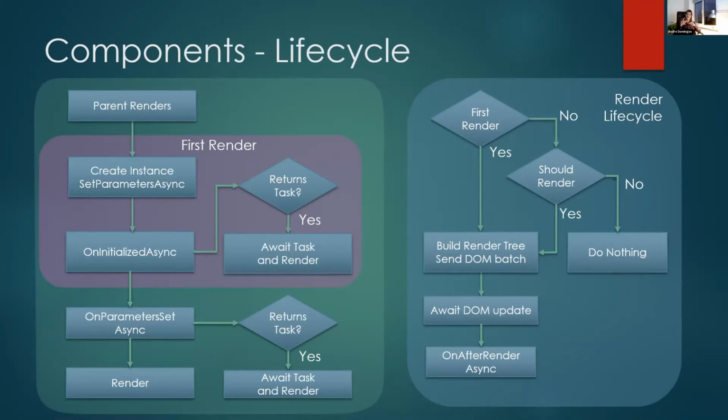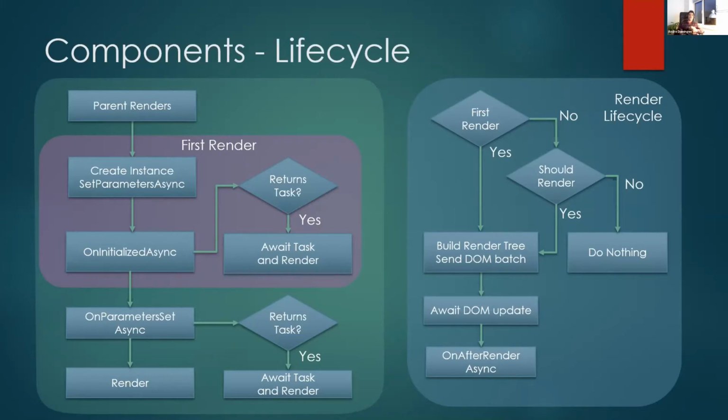So back to the life cycle, it builds the render tree, sends the batch that needs to be updated, then it awaits the DOM to be updated, and then there's another method, OnAfterRender, I think. If you want to force a render, you can call a method called StateHasChanged, and that will trigger a render as well. So the component lifecycle is kind of complex, but I believe if you want to do more advanced things with Blazor, it is important to know, right?